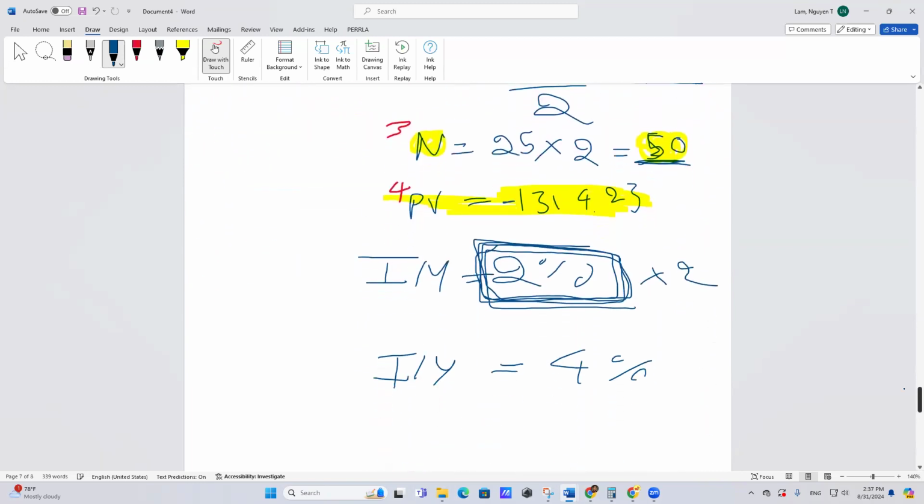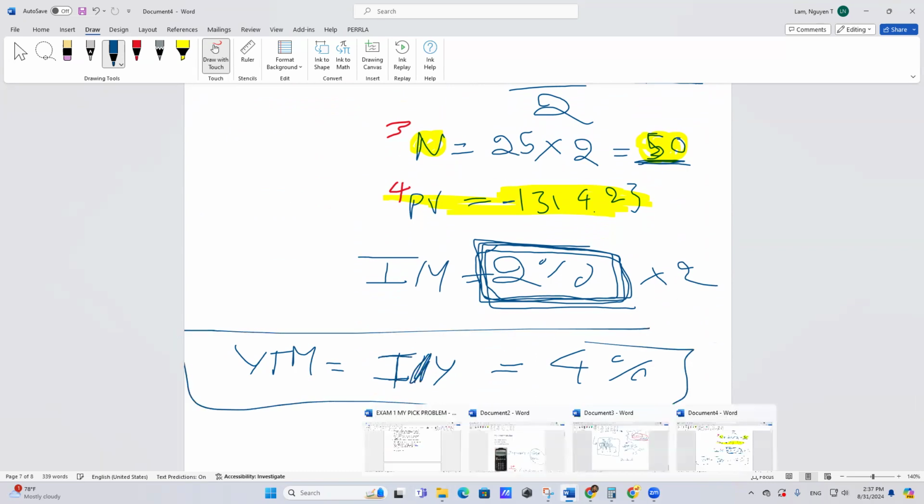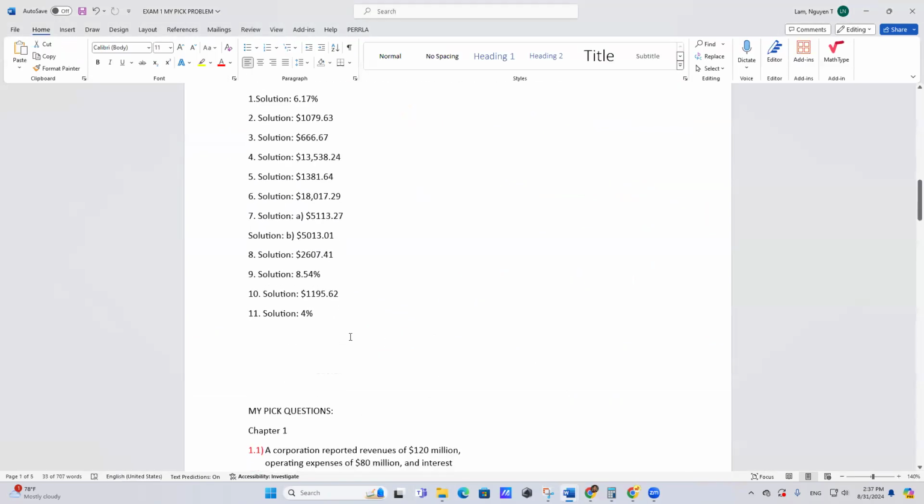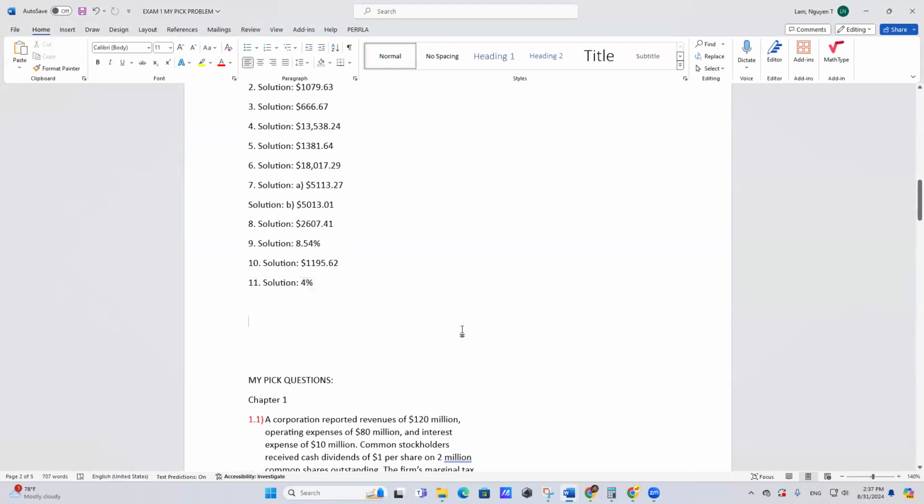So the IY annually will be 4%. Yes, because yield to maturity, YTM, is in terms of a year and not in terms of semi-annually. So this is the answer, 4%. Yes, 4%. All right.